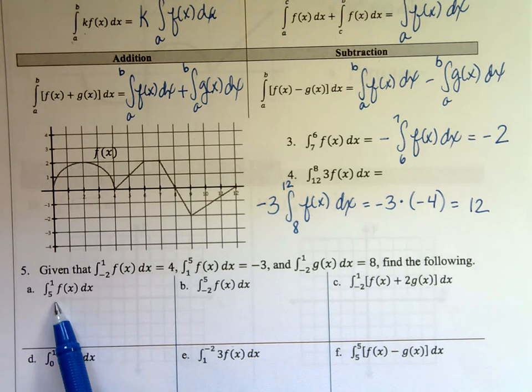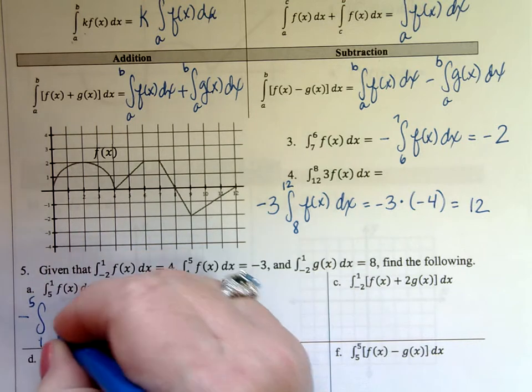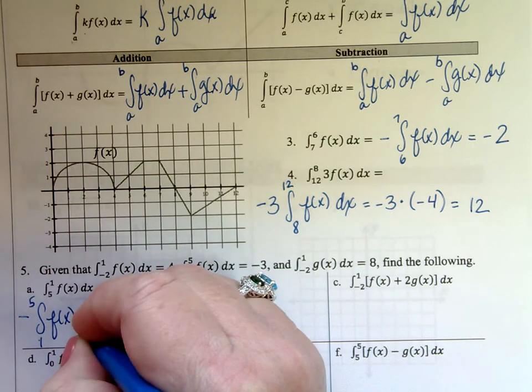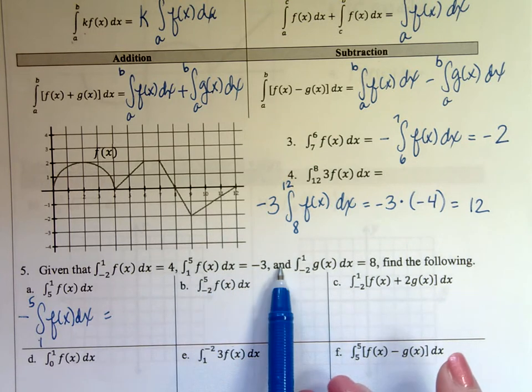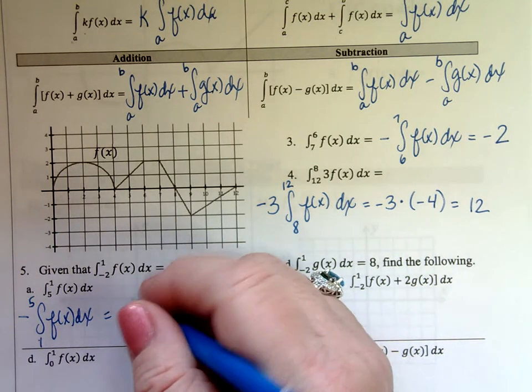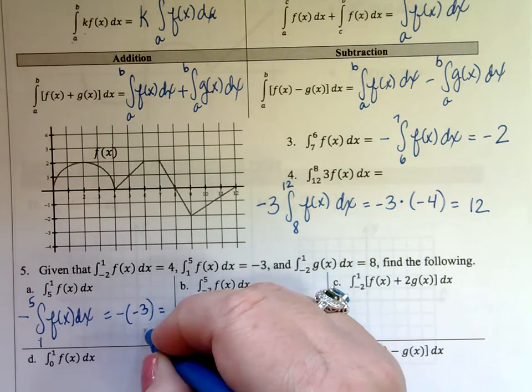First one's this guy. I don't like the 5 on the bottom. He's too big. So I'm going to flip it, make it negative. Negative integral from 1 to 5 of f of x dx. Do I know what it is for 1 to 5? Let's see. 1 to 5, f of x, is a negative 3. So really, it's a negative negative 3, and that gives me an answer of 3.